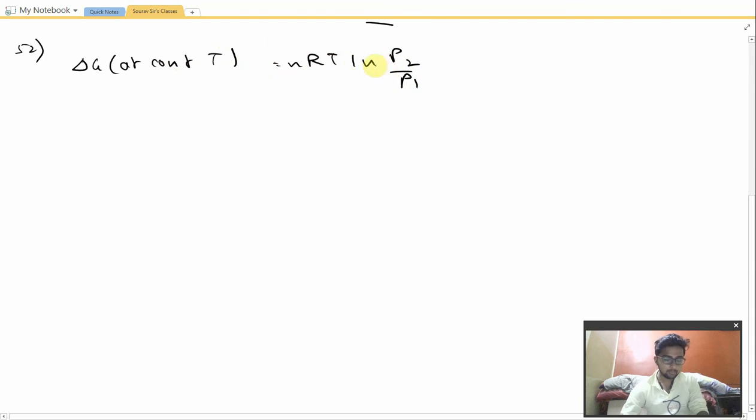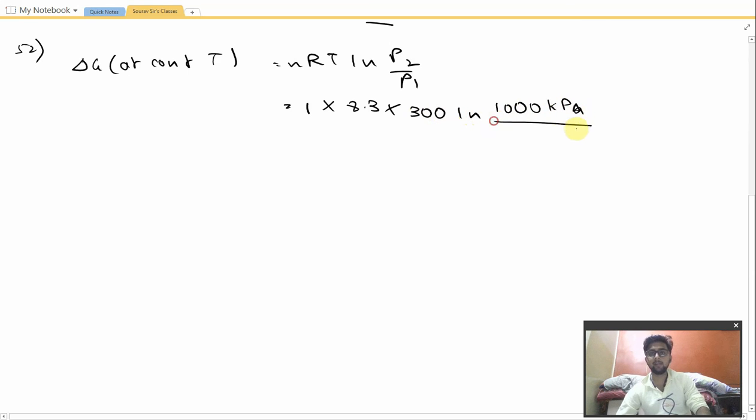So putting the values over here, 1 mole is given. We are taking all values in joules, so 8.3. In the question it is given that the gas constant needs to be considered as 8.3 and not 8.314, which is the fundamental value that we know. So we will be considering their value, 8.3, into T, which is given as 300 Kelvin. ln P2 is 1000 kilopascal, divided by P1, which is 100 kilopascal.